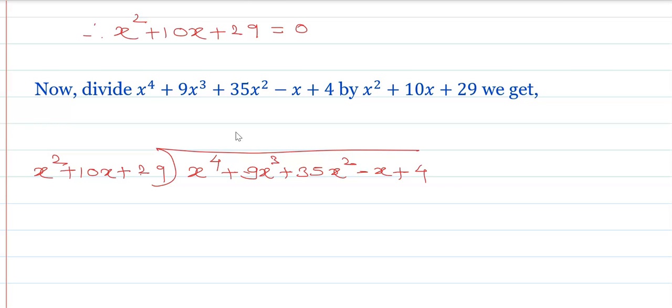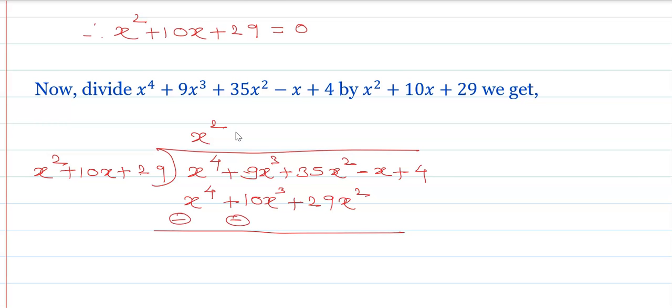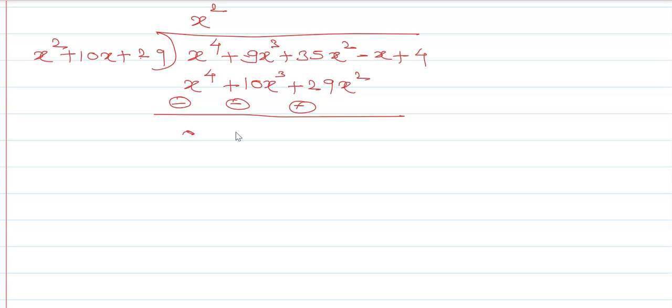Now to get the x raised to 4, we have to multiply this divisor by x square. Therefore, x square into x square, you will get x raised to 4. x square into 10x, then you will get 10x cube. x square into 29, you will get 29x square. Again change the sign, minus, minus, minus. x raised to 4 minus x raised to 4, here you will get 0. 9x cube minus 10x cube, you will get minus x cube. 35x square minus 29x square.